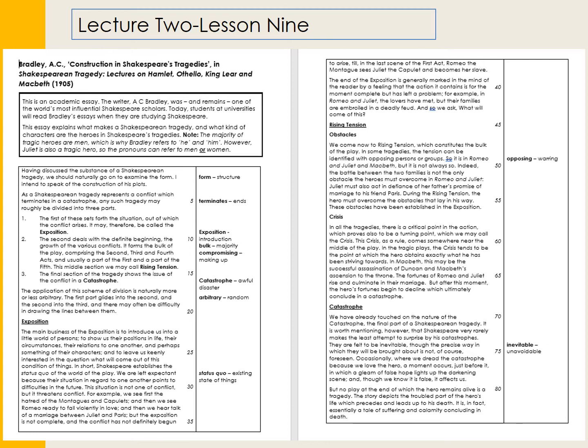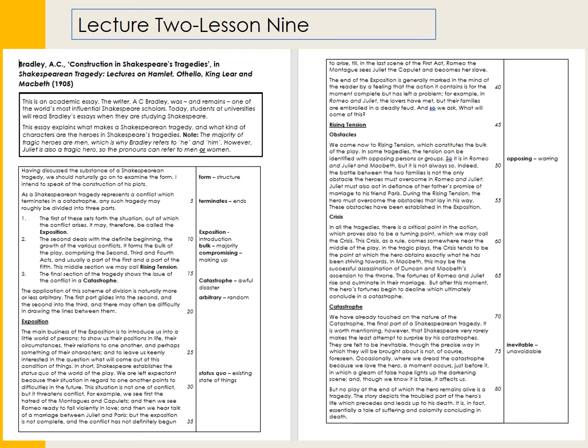For example, we see first the hatred of the Montagues and Capulets, and then we see Romeo ready to fall violently in love, and then we hear talk of a marriage between Juliet and Paris, but the exposition is not complete, and the conflict has not definitely begun to arise, till in the last scene of the first act, Romeo the Montague sees Juliet the Capulet and becomes her slave.